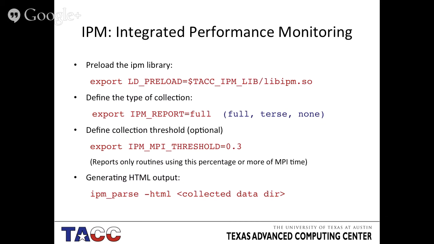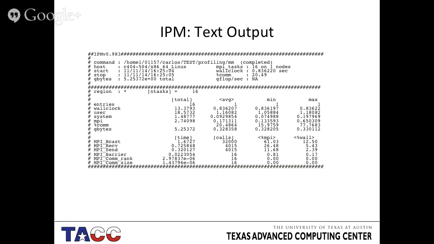Once you have the XML output, all you have to do is call this ipm_parse -html plus the folder with the data that you just generated, and this will create the set of HTML pages that you can go through. It also provides some text output, which is also very useful because, the same way that the GPROF flat profile gives you a really quick overview of what's going on with your code.